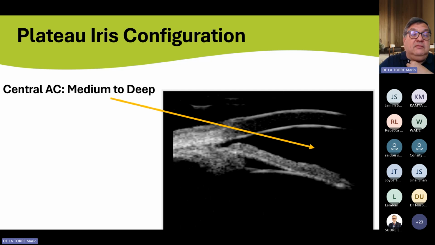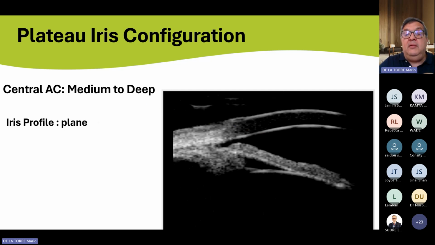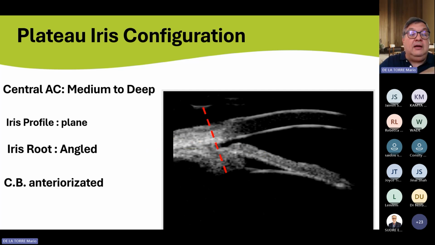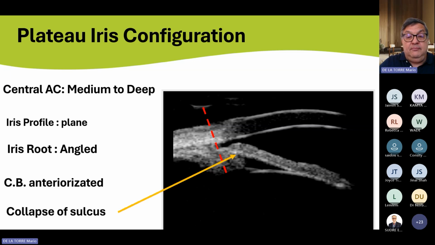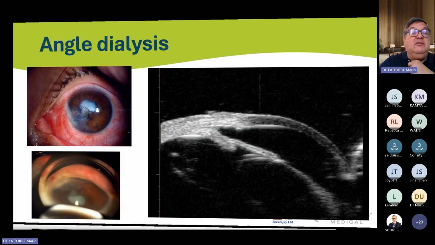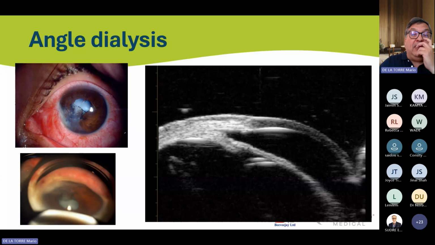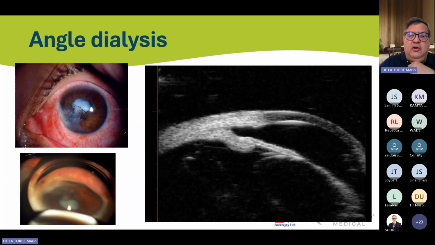Plateau iris has a central anterior chamber of medium depth. You can see it very well with UBM. The iris profile is flat, the iris root is angled, and the ciliary body is anteriorly positioned. Look, one third of the ciliary body is very anterior, with sulcus collapse as well. You can also see cyclodialysis with UBM, which you can also see with gonioscopy.